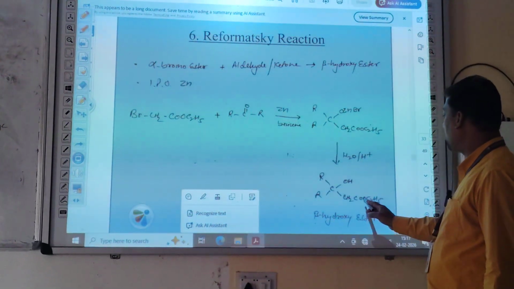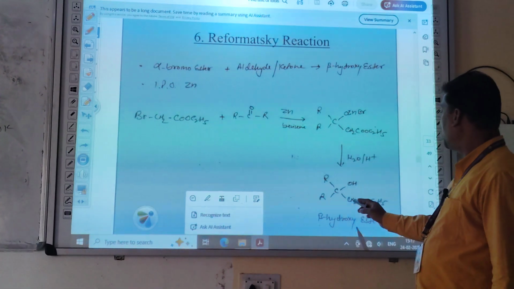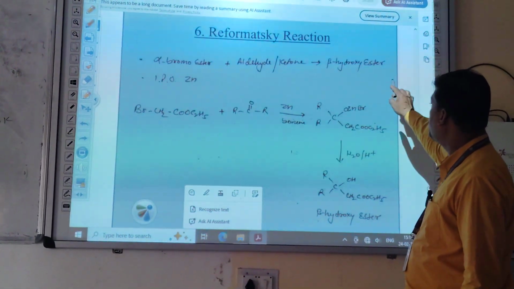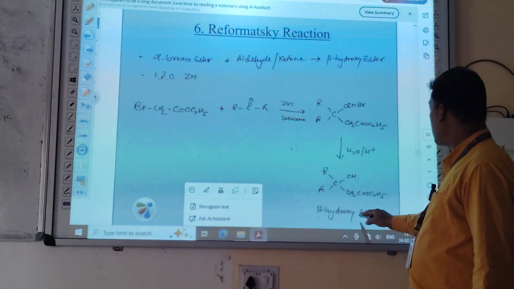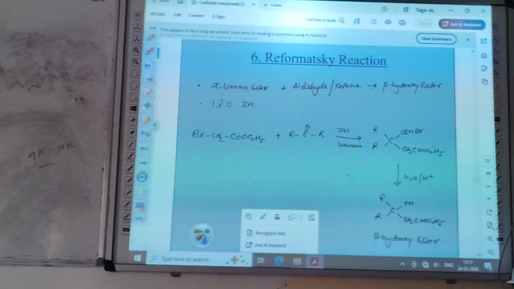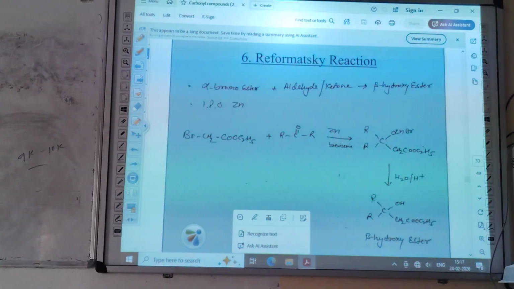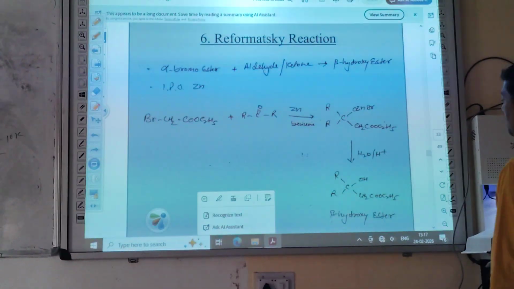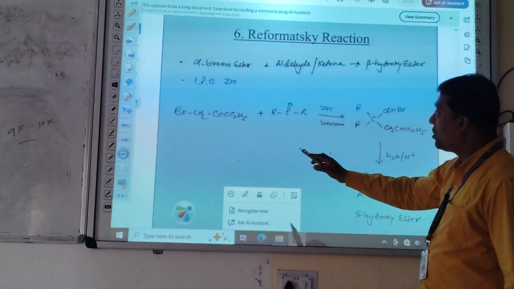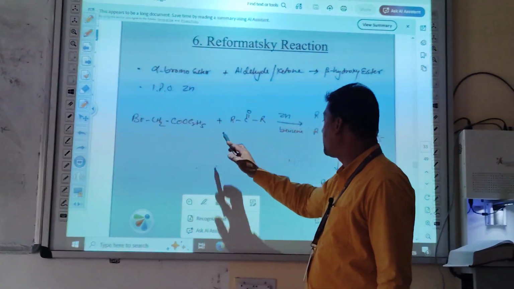Here, this is the beta hydroxy ester. At the beta carbon, the hydroxy group is there. Beta hydroxy ester. This is the beta hydroxy ester form, and the name of the reaction is known as Reformatsky reaction. At the beta carbon, this is the ester molecule, COOC2H5.